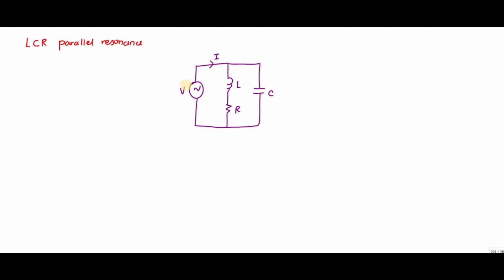So I can write this impedance as, this is nothing but your Z1 and this is nothing but your Z2. So I can write 1 divided by Z is equal to 1 divided by Z1 plus 1 divided by Z2. So this I can write as 1 divided by (j omega L plus R) plus 1 divided by (1 divided by j omega C).